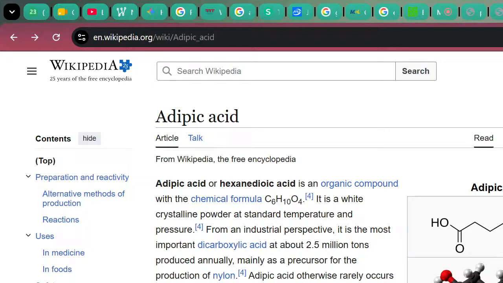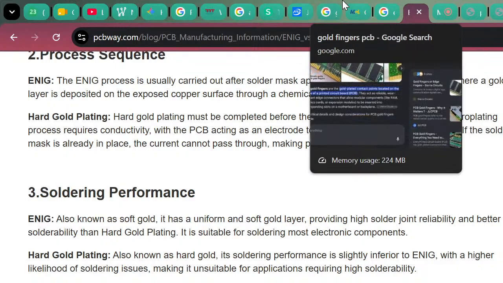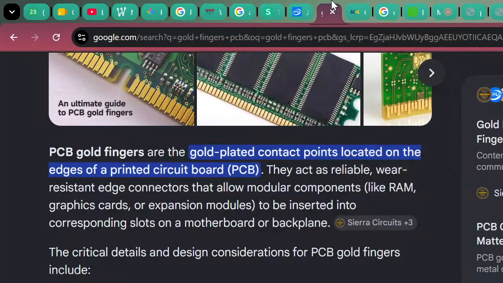There is one more test called tape test. Before we jump into tape test, we first need to learn about gold fingers.